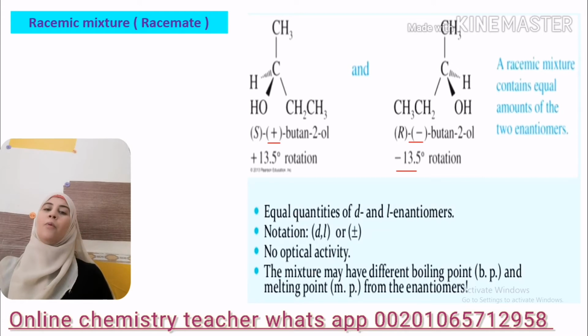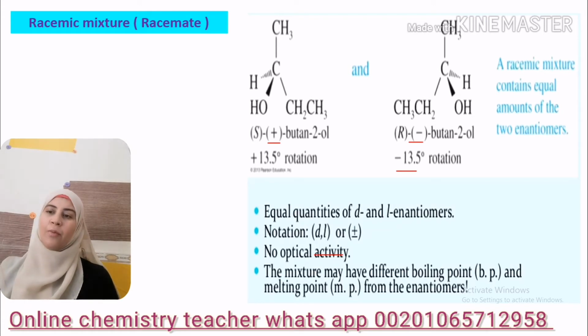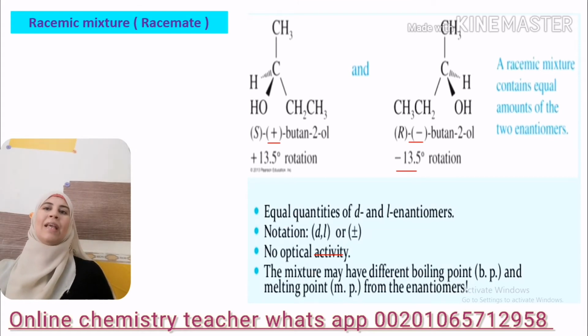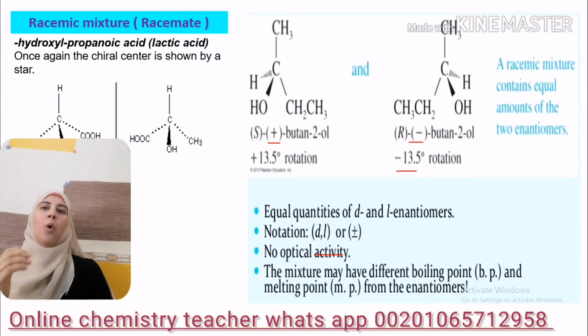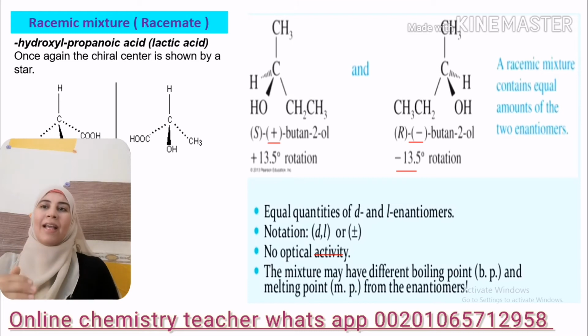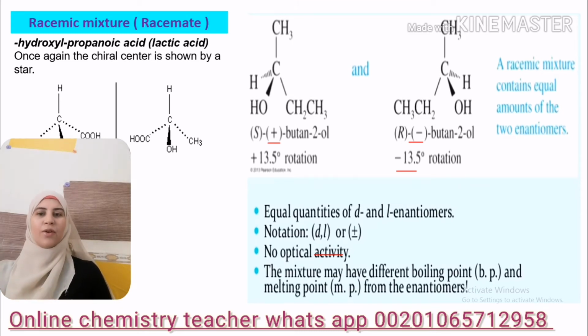The mixture may have a different melting point and a different boiling point. So in our example of hydroxypropanoic acid, lactic acid, we have one chiral center. But we have a mixture of dextrorotatory and levorotatory forms with equal quantities. As we have equal quantities in our mixture, we will have a racemic mixture.